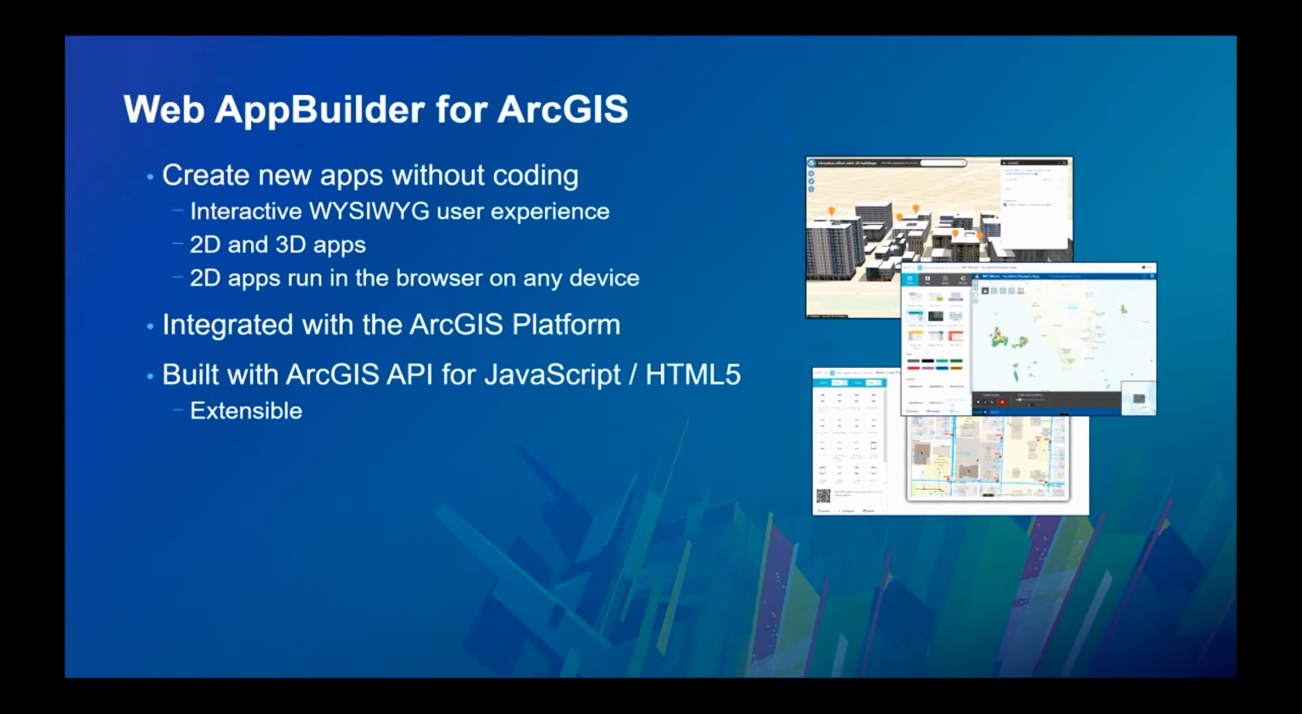And of course, we have to make sure that it's all integrated within the ArcGIS platform. More importantly, it's built with our own tools. Web App Builder is built with our ArcGIS API for JavaScript. As many of you know who use it, when you create a 2D app, you're using our 3.x API for JavaScript. When you're creating a 3D app, you're using our 4.x API for JavaScript. And the beauty of it is you can extend it. We have a programmable framework that you can use to extend the application and add different widgets, different workflows, or even themes.